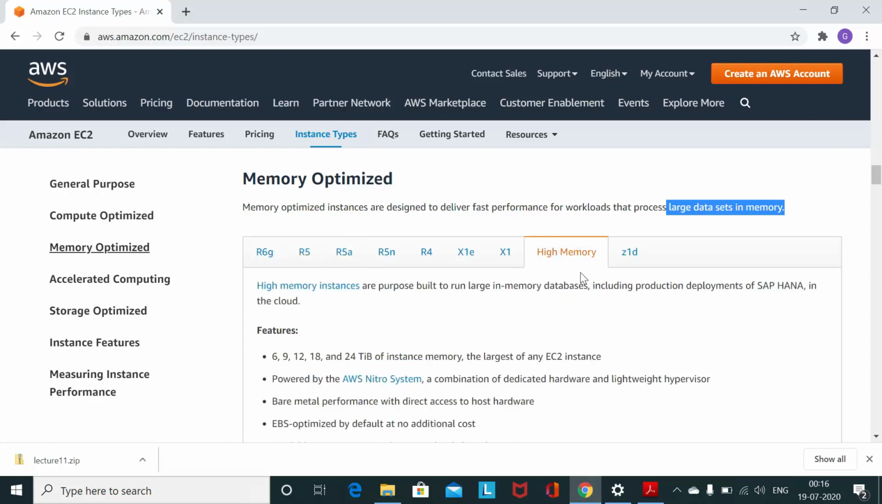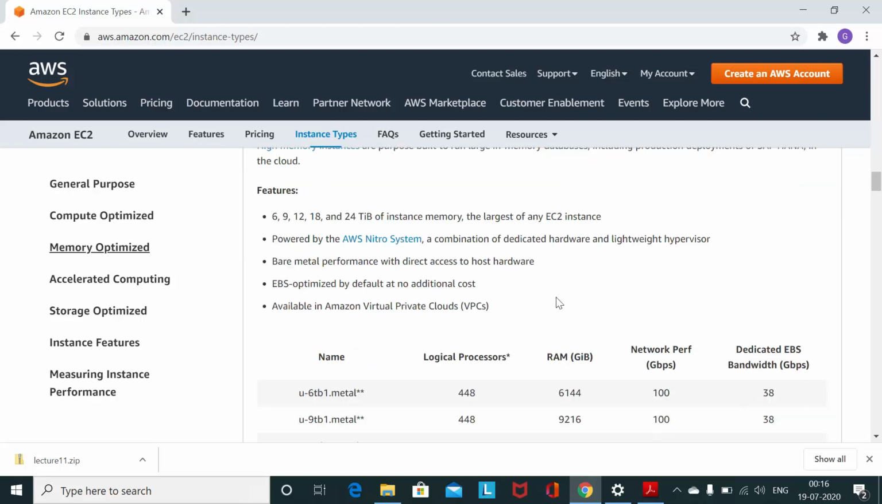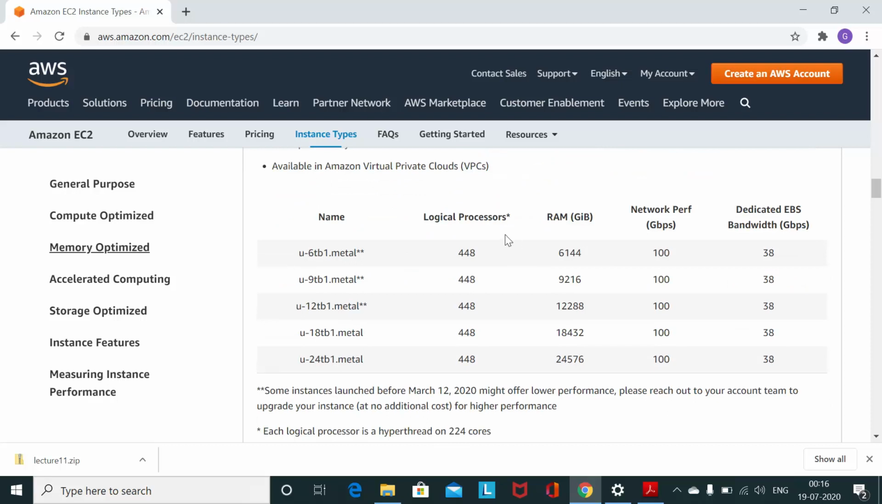So user has options to choose from any one of these instances. Let us look at this high memory instance. High memory instances are purpose built to run large in-memory databases. So whenever the user has a huge database and wants to process that, this kind of instance would be ideally suitable. If you look at this, it has logical processors, and then RAM, which goes on increasing, network performance in terms of Gbps, and dedicated EBS bandwidth. The rest of the parameters are constant, but the RAM is increasing, and the user can opt for any one of these instances depending upon their need.